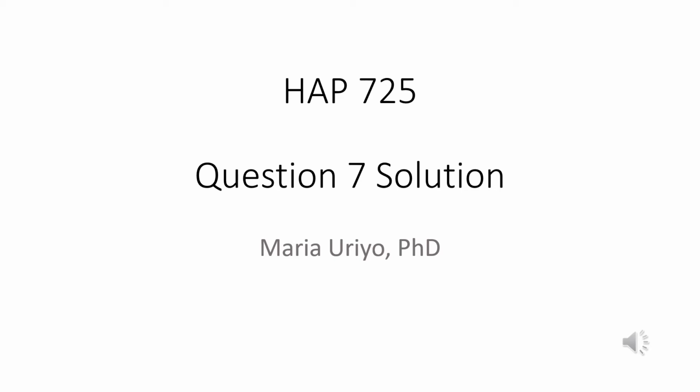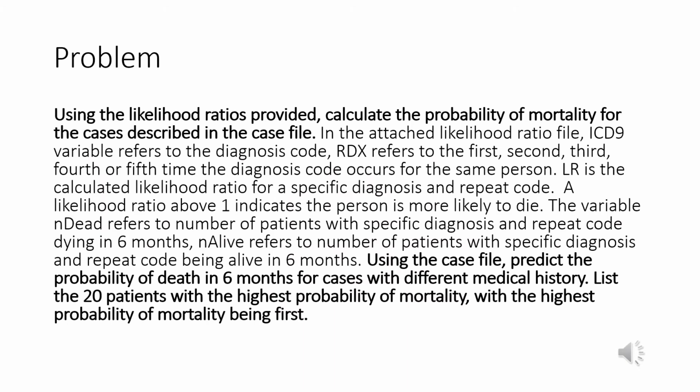This is Dr. Maria Uria with a solution to HAP 725, Week 3, Question 7. For this question, we are to use the likelihood ratios provided and calculate the probability of mortality for the cases that are described in the case file.